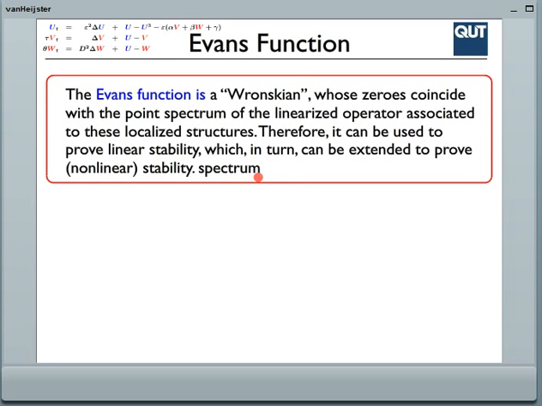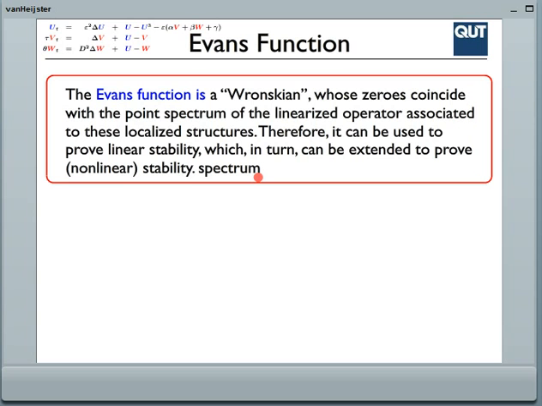And of course, we also have to do with stability. For this, we use the Evans function. The Evans function is a function whose zeros coincide with the point spectrum of the linearization. If you have constructed, let's say, a stationary solution, you linearize, and you get an eigenvalue problem.